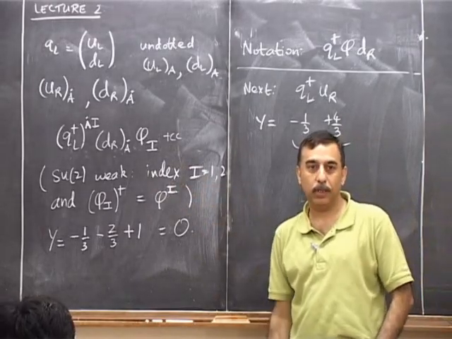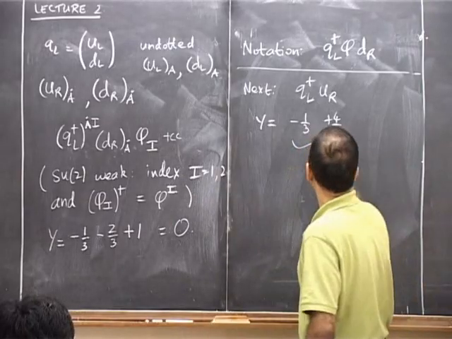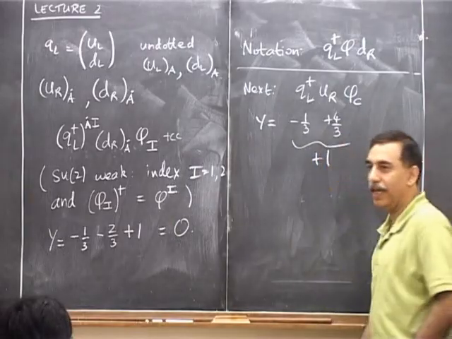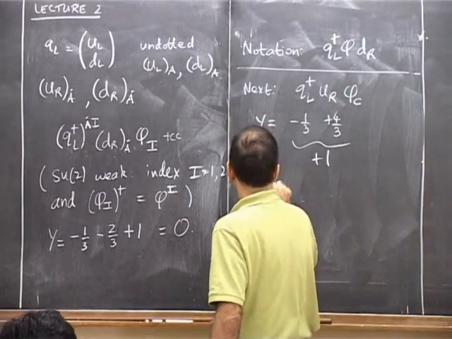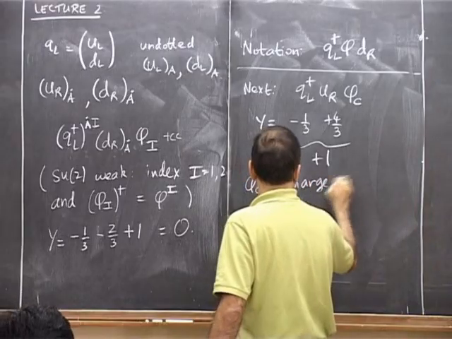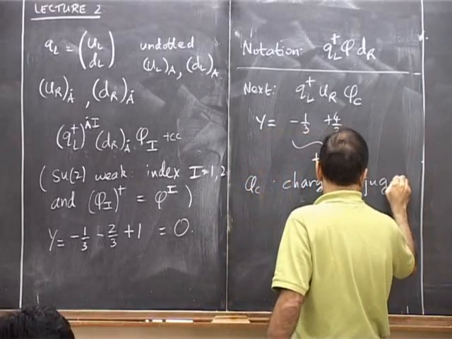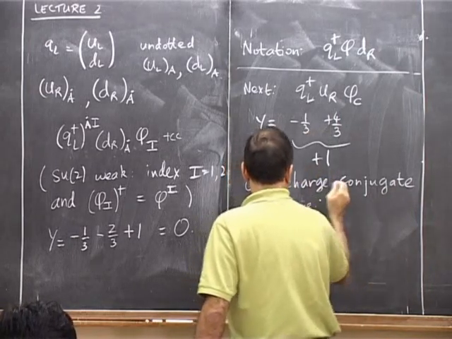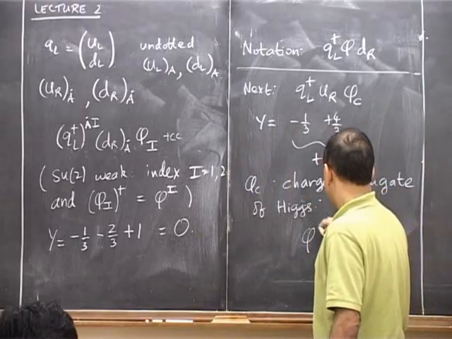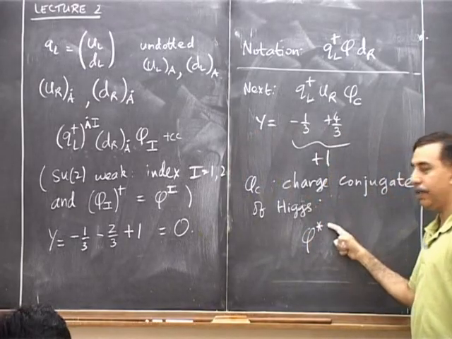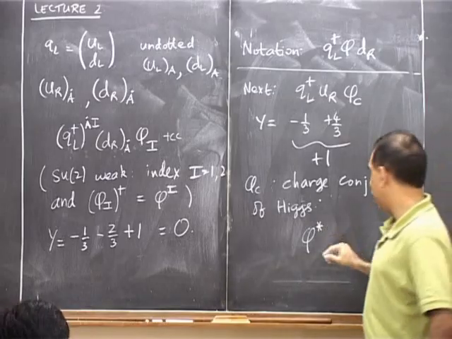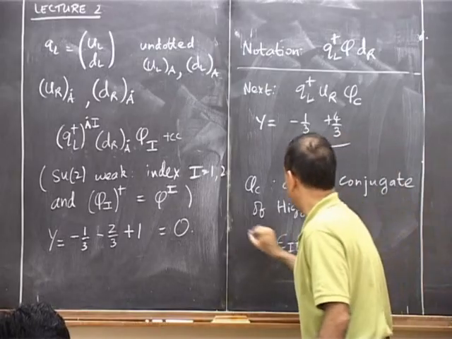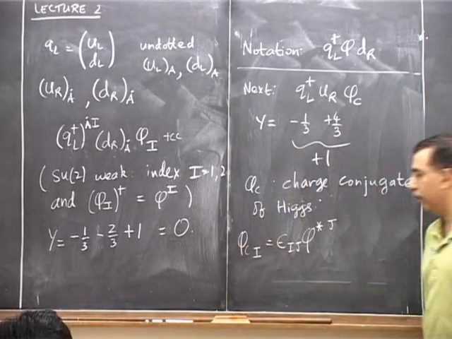So what should I do? I put in phi dagger. Actually, what I do is I put in a field called phi c, for charge conjugate. Phi c is the charge conjugate of the Higgs. And the way it's defined is that I take phi, then I star it. So earlier it had a down I index, I star it so it gets an index up, and then I lower that index back with an epsilon. So this is phi conjugate, and this will work.